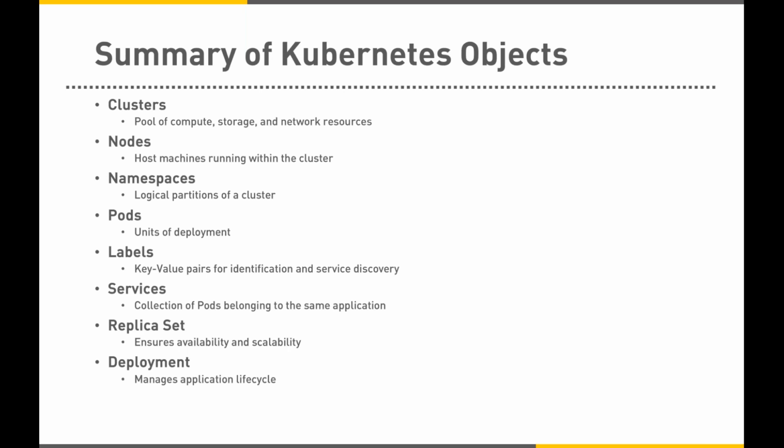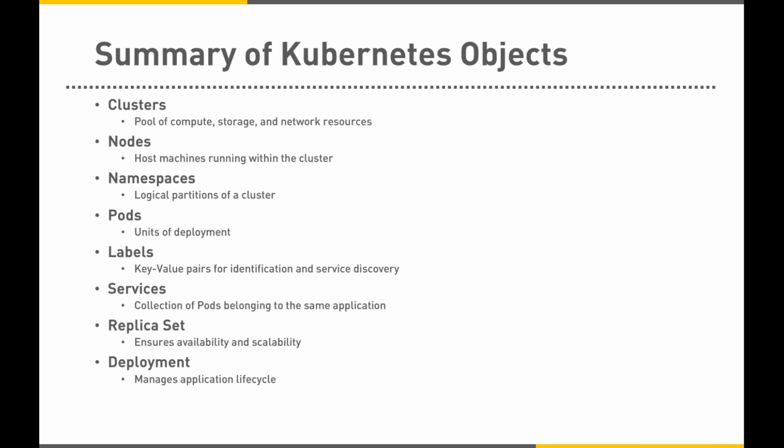Labels are key value pairs, used for service discovery. That's how the DB service and the web service discovered their respective pods. Replica set ensures availability and scalability. Even after I killed one of the pods deliberately, it brought it back. Deployment manages the app lifecycle better. This demo didn't cover deployment, but you can explore, you can convert the replica set into a deployment, and it comes with additional features.